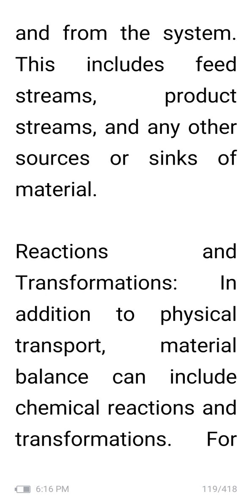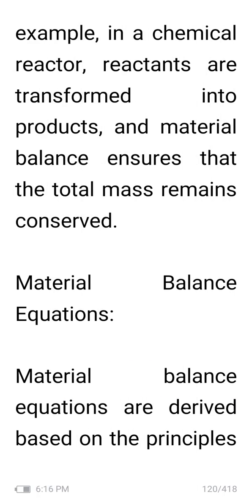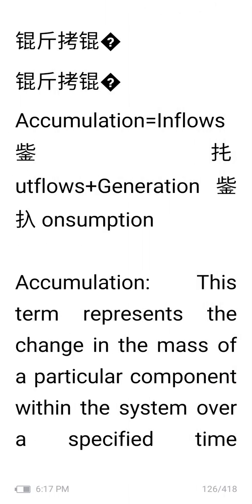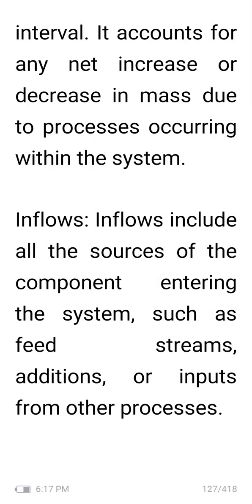Then reactions and transformations. In addition to physical transport, material balance can include chemical reactions and transformations. For example, in a chemical reactor, reactants are transformed into products, and material balance ensures that the total mass remains conserved. Then material balance equations are derived based on the principles mentioned above. Accumulation represents the change in the mass of a particular component within the system over a specified time interval. It accounts for any net increase or decrease in mass due to processes occurring within the system.